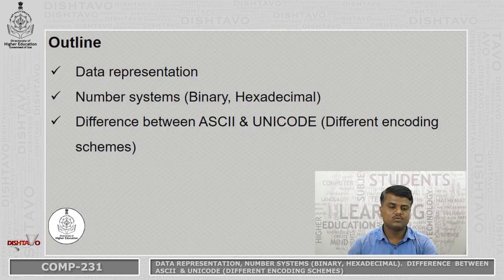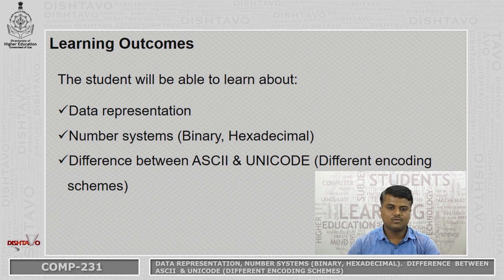The outline of this module is data representation, number systems, that is binary and hexadecimal, and the difference between ASCII and Unicode, that is different encoding schemes. At the end of this module, students will be able to learn about different types of data representation, different number systems, and the difference between ASCII and Unicode.